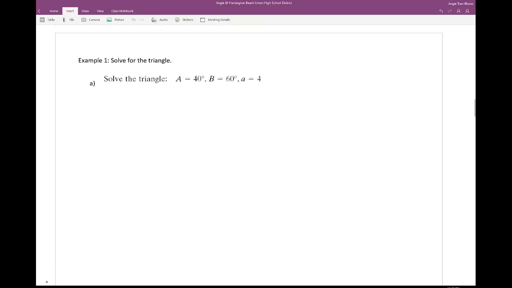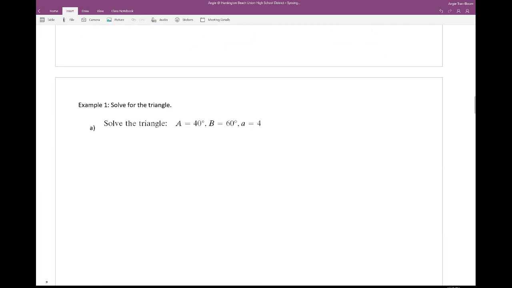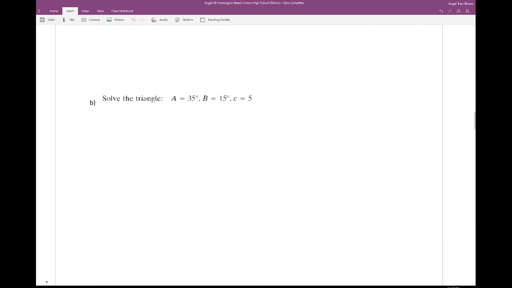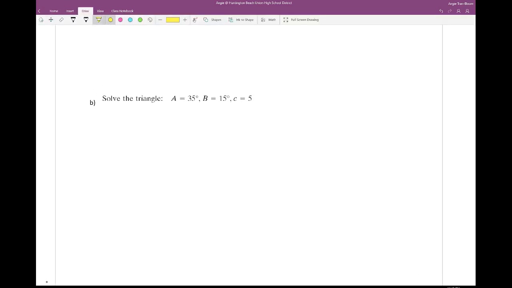Okay, so this is the recording for example 1 from section 8.2, solve for the triangle. For this one, you're solving for the triangle, meaning that you are looking for all the missing parts. Two angles are given, meaning that you don't have to worry about the ambiguous cases.